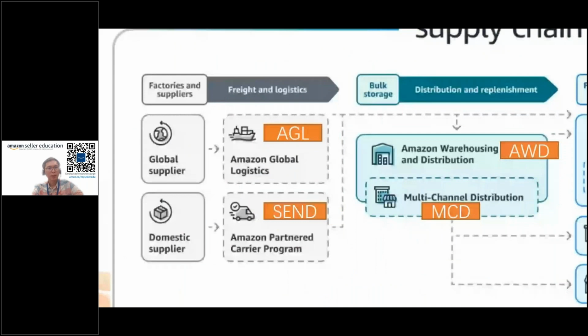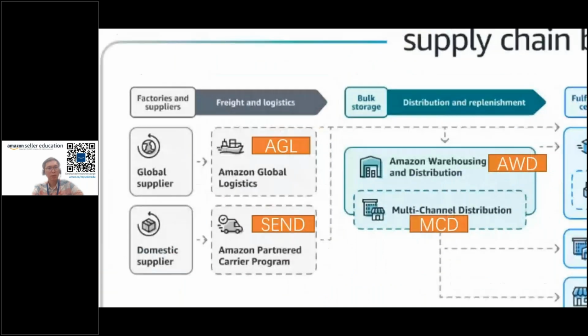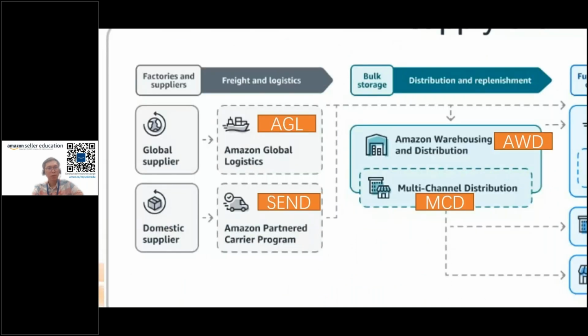This is the freight and logistics, the first mile part. Amazon has a program, Amazon Global Logistics, that you can leverage. Right now, I think it supports China. If you are having your product manufactured in China, you can leverage this service. You can get Amazon Global Logistics to pick up your inventory from China and then ship it over to the Amazon Fulfillment Center for you.